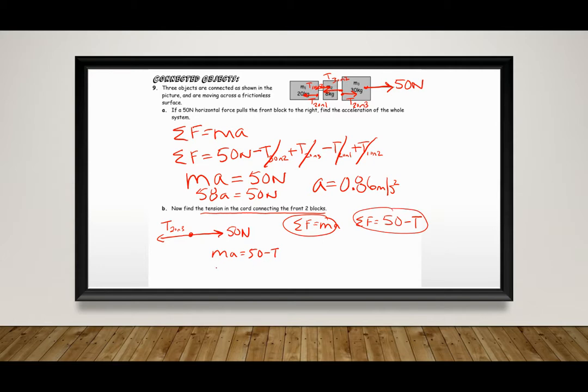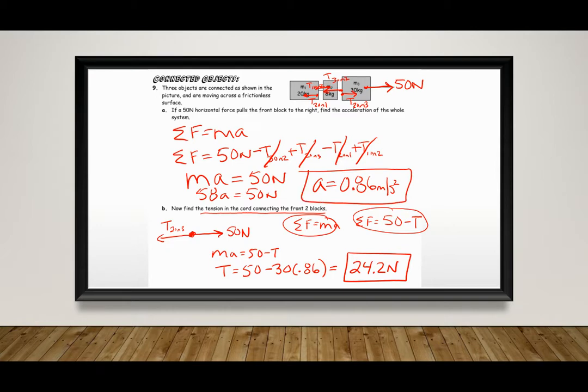Okay, so I end up getting that my tension is equal to 50 minus my mass times acceleration. So minus 30, because I'm looking at the mass of just mass 3. So 30 times 0.86. And so that ends up giving me 24.2 newtons. Okay, it's very important that you keep your work nice, neat, and organized, and that it's easy to follow.